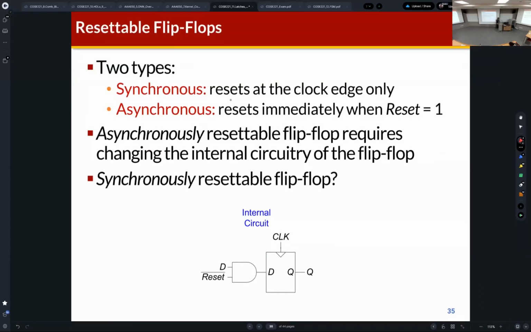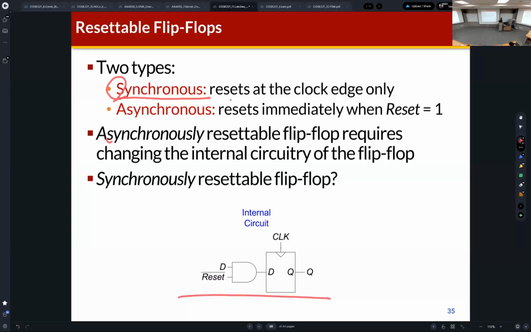But there are two types of reset signal: synchronous reset signal and asynchronous reset signal. The A in asynchronous represents not. Synchronous reset means that the behavior of reset is defined only at the clock edge. Okay, so it looks like this.